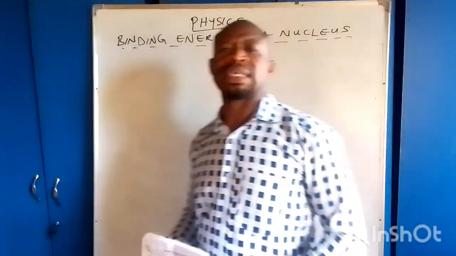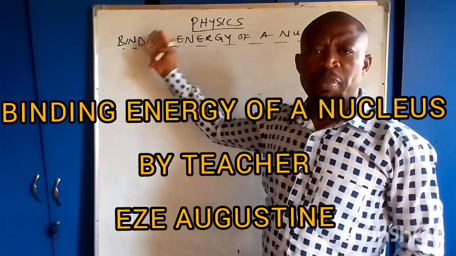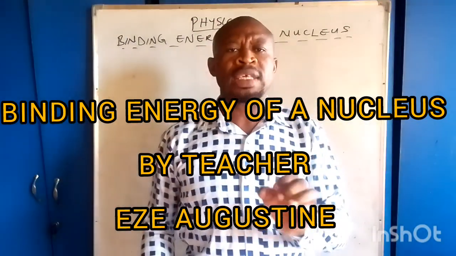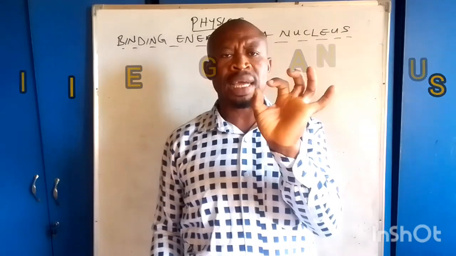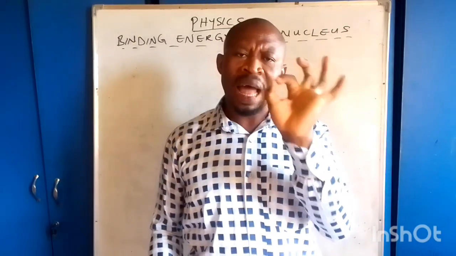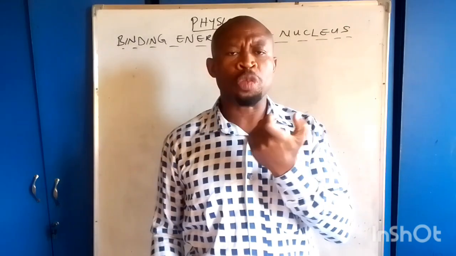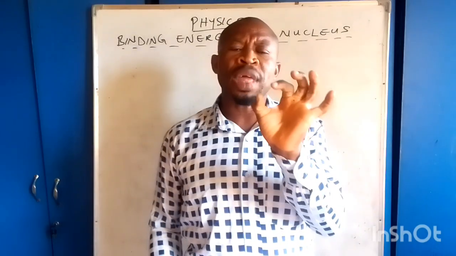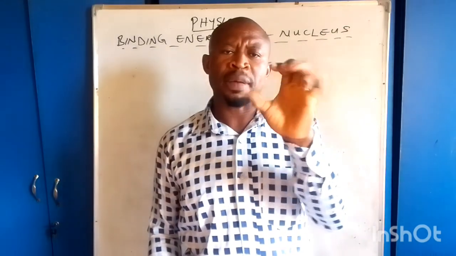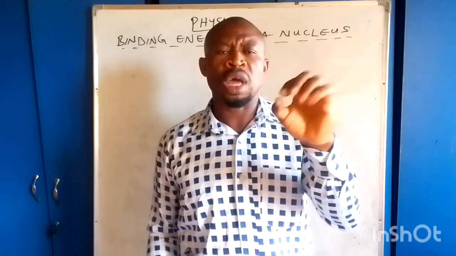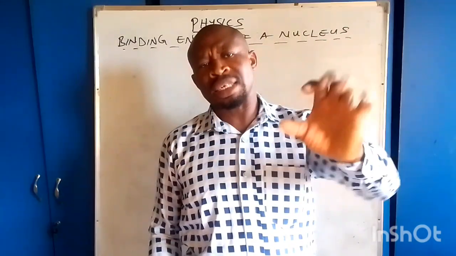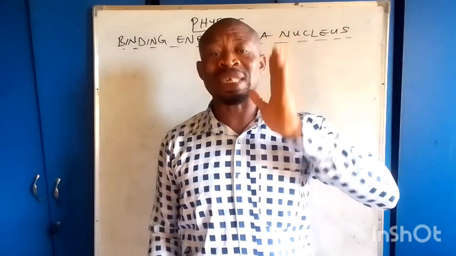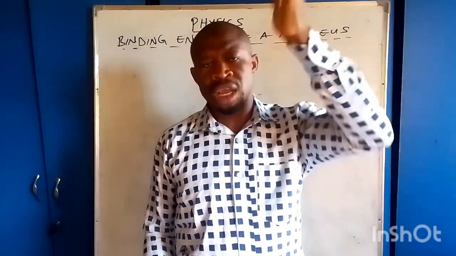I want us to look at the concept of binding energy of a nucleus. Now, we all know that the nucleus of an atom has two particles in it, and those two particles are the neutron and the proton. These two particles are held together by a particular force. And the same quantity of energy that holds these two particles together is the energy that is required to break it.